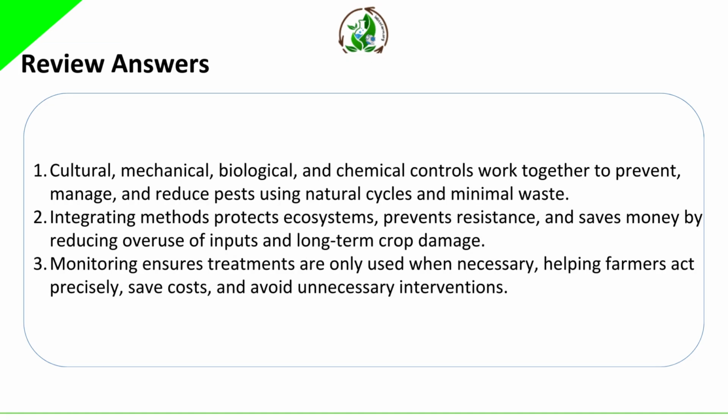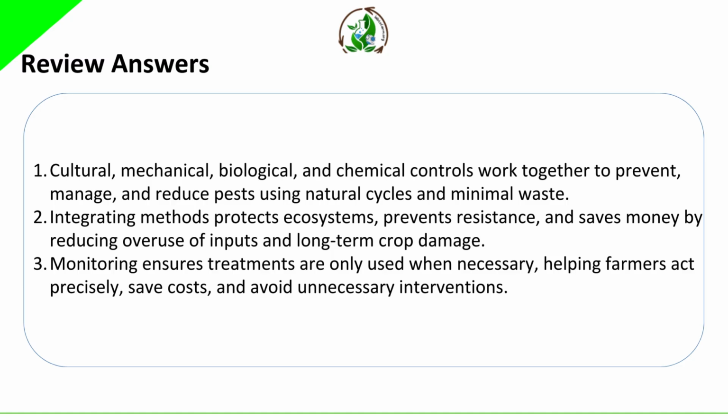Here are the answers to the review questions. The four tiers of IPM are cultural, mechanical, biological, and chemical controls. They work together by preventing, managing, and reducing pests while minimizing waste, thereby promoting a circular economy system. Integrating IPM methods protects ecosystems, prevents pest resistance, and saves farmers money, thereby making their farm operations highly sustainable in the long run. Pest monitoring ensures that interventions happen only when necessary.